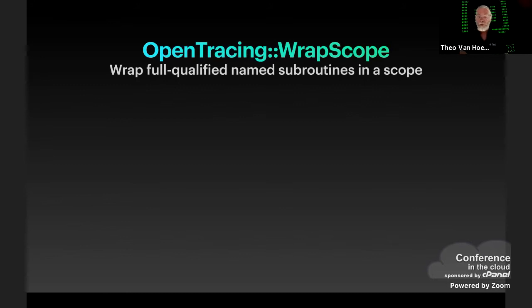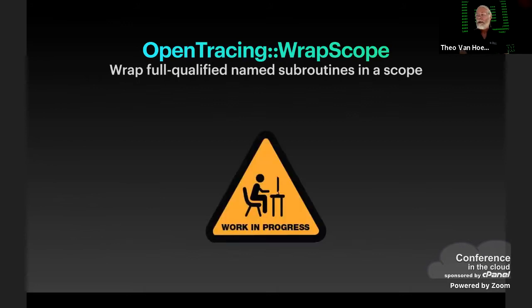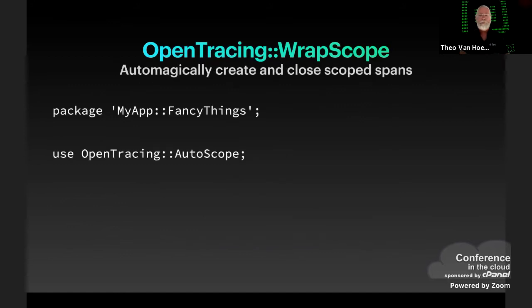So OpenTracing rep scopes is what you're looking for. Work in progress. Yeah, most of it is still work in progress. What does it look like? So we did have this thing here, your package, and we're using OpenTracing Autoscope. Get rid of it, change it for rep scope and the name of a subroutine, or a whole list of subroutines, or subroutines in another package. Yes, it will work.